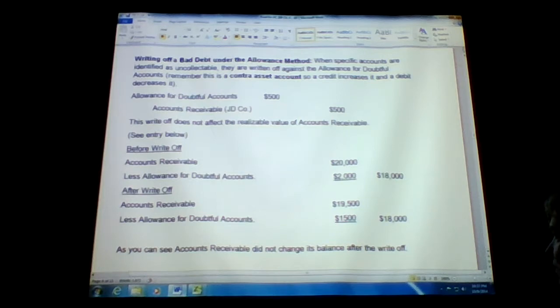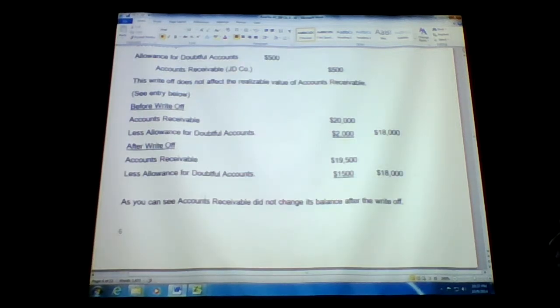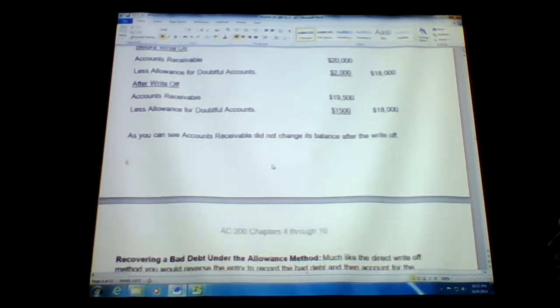We still have $18,000 as our estimated realizable value for accounts receivable. As you can see, the accounts receivable did not change its balance after the write-off. Prior to the write-off, $18,000. After the write-off, $18,000.